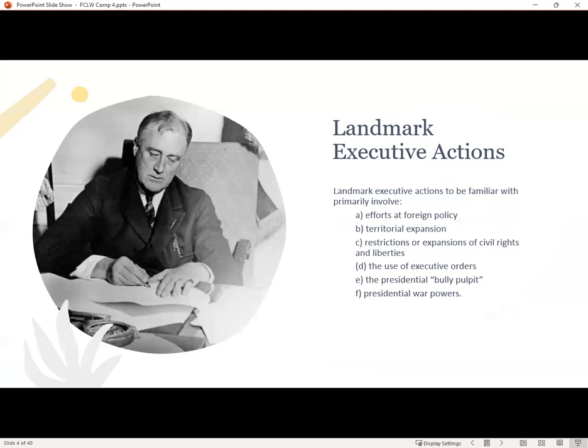The landmark executive actions are ones that are involved with, no surprise, the president being responsible for foreign policy, for efforts at foreign policy. Again, territorial expansions, restrictions or expansions of civil rights and liberties, the use of executive orders, the presidential bully pulpit, and presidential war powers.